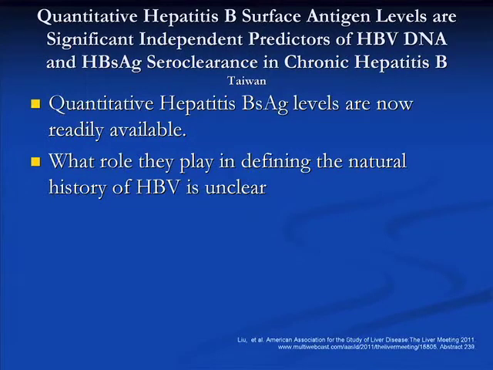Okay, so let's turn to a different subject now, and that's the use of quantitative hepatitis B surface antigen levels as significant independent predictors of hepatitis B viral DNA and surface antigen clearance in hepatitis B carriers, chronic carriers. So quantitative hepatitis B surface antigen levels are now readily available for testing. You can send them off. And what role they play in defining the natural history of hepatitis B is really unclear, and how we can use this new test is in need of some validating studies.